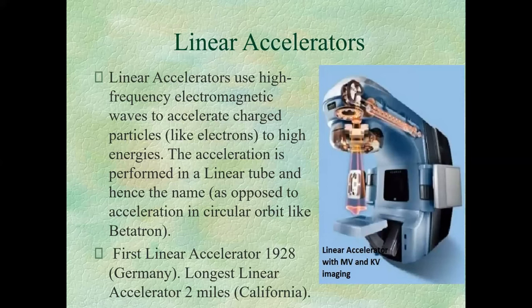Starting the talk about a linear accelerator, they use high frequency electromagnetic waves to accelerate charged particles like electrons to very high energies. The acceleration is performed in the linear tube. That's the whole concept, as opposed to acceleration in circular orbits, which will be a betatron. The first linear accelerator was built in 1928 in Germany, and the longest linear accelerator is 2 miles long. So this accelerating duct used to be miles long when accelerators were discovered. But recently, due to the technology that we are going to discuss today, we just accelerate the charged particles to very high energies in this short area.